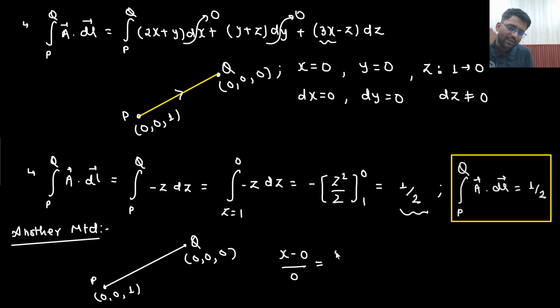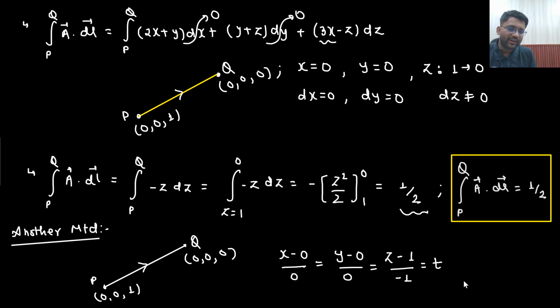0 minus 0 will be 0. y minus y1 upon y2 minus y1. z minus z1 upon z2 minus z1. Look, x minus x1, because P to Q you are going, this is the equation P to Q. So this is your x1, y1, z1, this is your x2, y2, z2. So x minus x1 upon x2 minus x1, y minus y1 upon y2 minus y1, z minus z1 upon z2 minus z1. Okay, and equate it to some t.